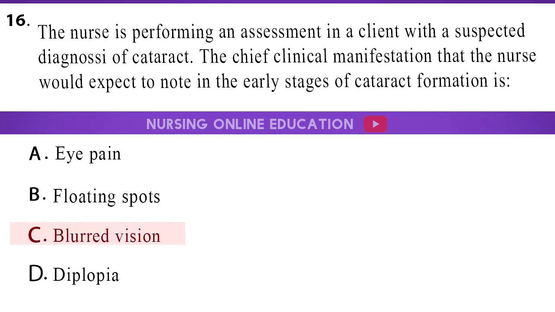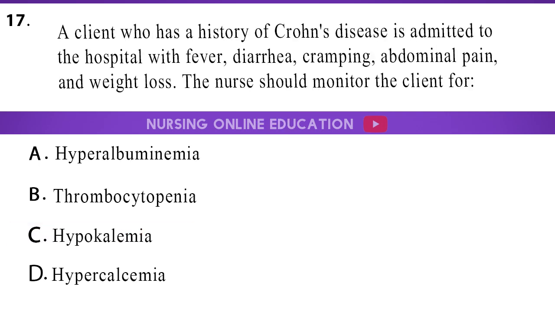The answer is option C, blurred vision. 17. A client who has a history of Crohn's disease is admitted to the hospital with fever, diarrhea, cramping, abdominal pain, and weight loss. The nurse should monitor the client for A. Hyperalbuminemia, B. Thrombocytopenia, C. Hypokalemia, D. Hypercalcemia.